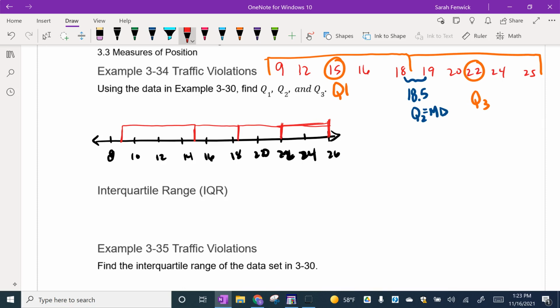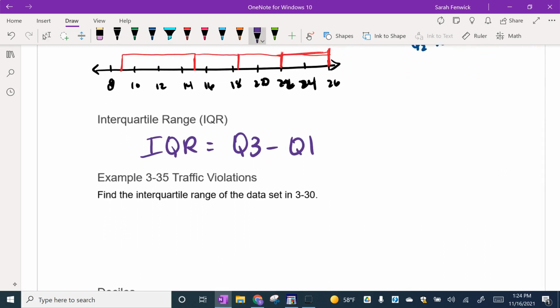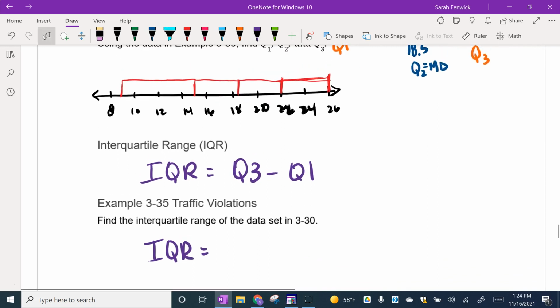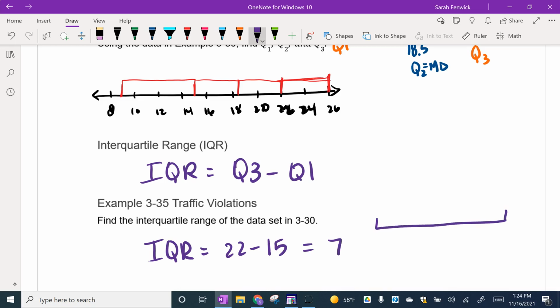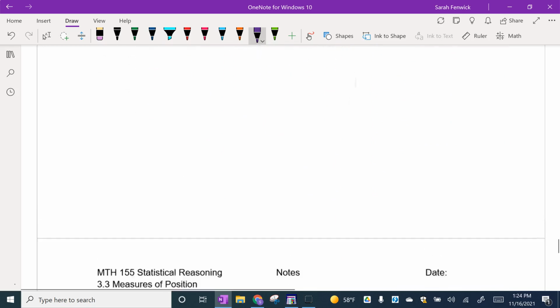The next thing we talk about with quartiles is the interquartile range. IQR equals Q3 minus Q1. So for that data, Q3 was 22 minus 15 is 7. Basically what that says is that the length of my middle half of data is 7 places. And that's it for quartiles for now.